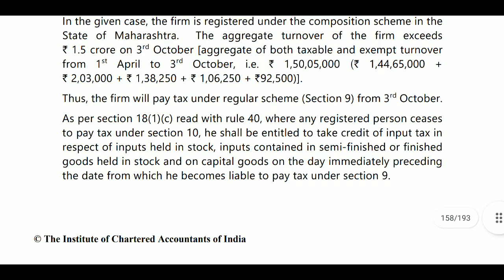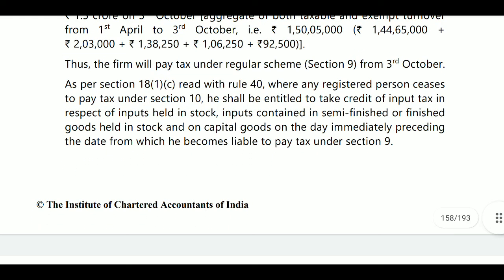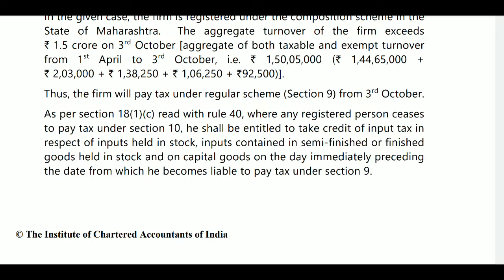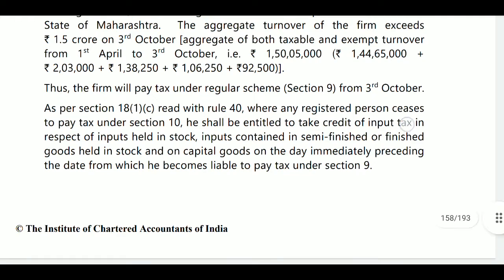In the given case, the firm is registered under the composition scheme in the state of Maharashtra. The aggregate turnover for the firm exceeds 1.5 crores on 3rd October. Both the taxable and exempted turnover will be computed like this for 1st April to 3rd October: 144,65,000 plus 2,03,000 plus 1,38,250 plus 1,06,250 plus 92,500. On 3rd October it will lapse. From 4th October he will become a normal person.